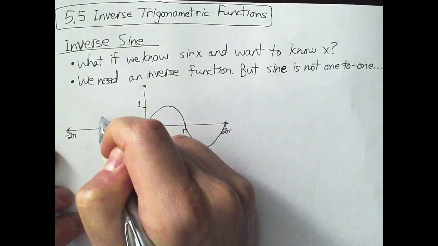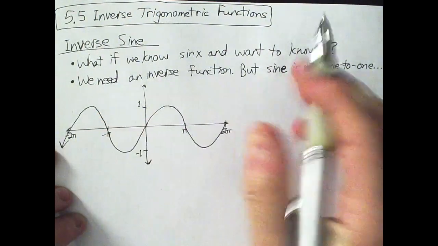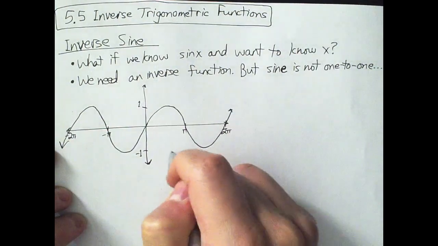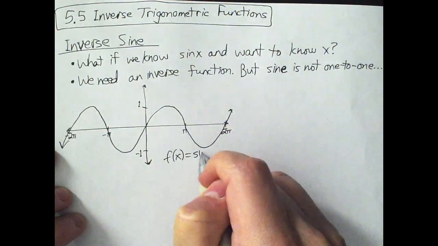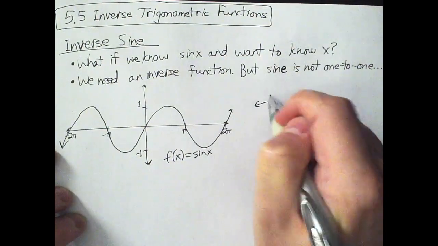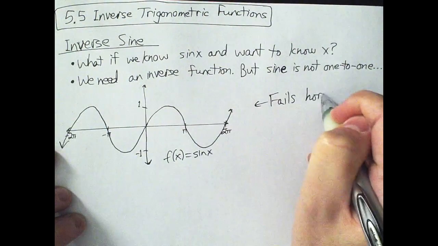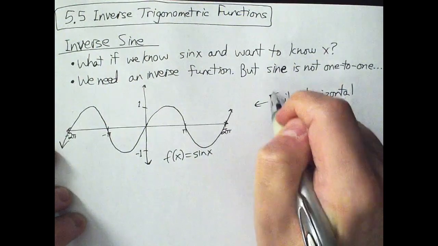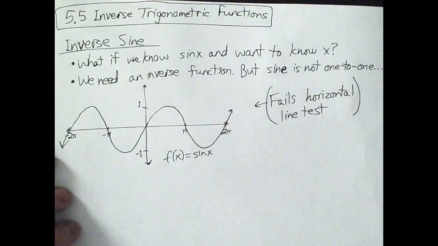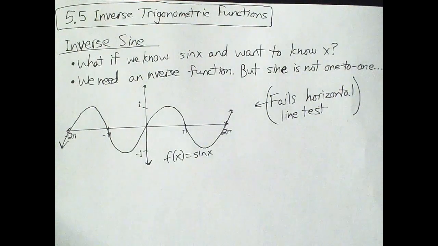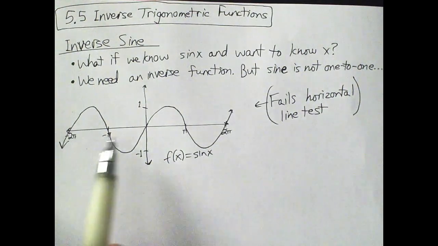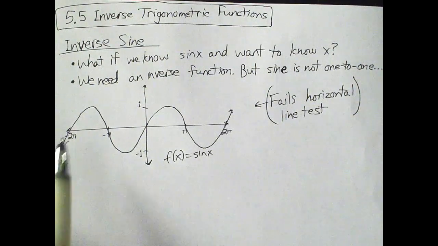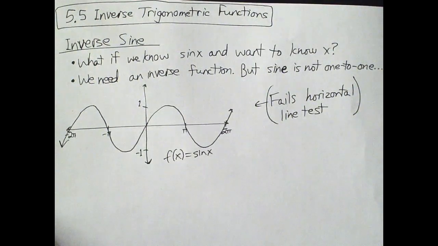So I can tell from the picture that this is not a one-to-one function, right? Let me indicate that this is f of x equals sine x. It fails the horizontal line test. So that's how I know that it's not a one-to-one function. And that means that if we're going to somehow have an inverse, it's not going to work for the entire function. You can have a horizontal line that touches more than one point on this curve.